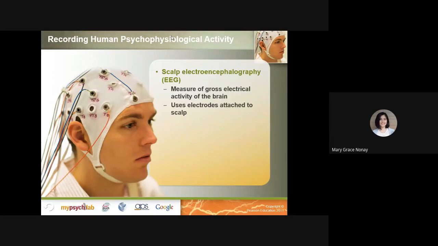So, bakit yung gross electrical activity of the brain? Because there is noise, kumbaga, in the background of the EEG. So what they use is they average yung signals na that they can get. So yung sabi nga ni Pinel in the book, it's like you are measuring a whisper from a rock concert. So that's why ganun yung analogy niya.